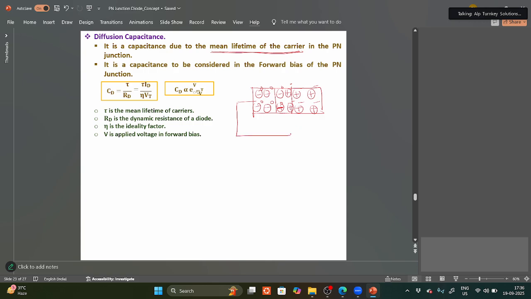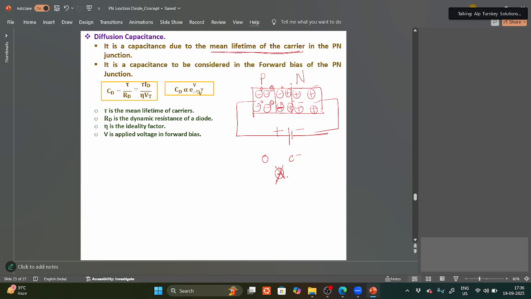Now you are applying positive to the P side and negative to the N side, that we have seen in the forward bias. So what happens? Whatever holes are there will move towards the N side, and whatever electrons are there will move towards the P side. The hole is moving towards the N side and the electron is moving towards the P side. These both will come and recombine, and they will disappear.